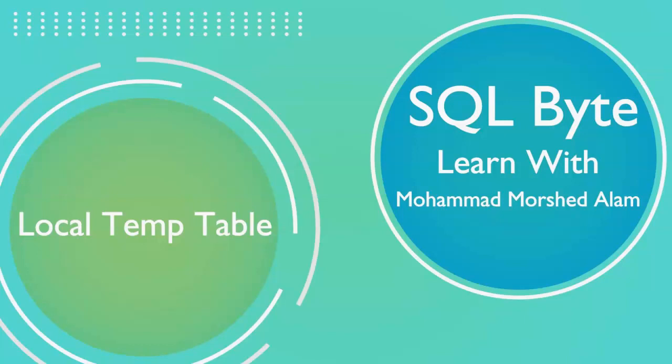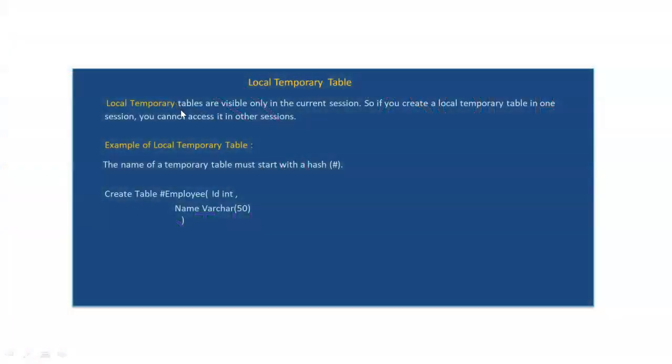Hi, welcome back. In this video, we'll discuss local temporary tables. Local temporary tables are visible only in the current session. So if you create a local temporary table in one session, you cannot access it in other sessions. Examples of local temporary table: the name of the table must start with a hash.